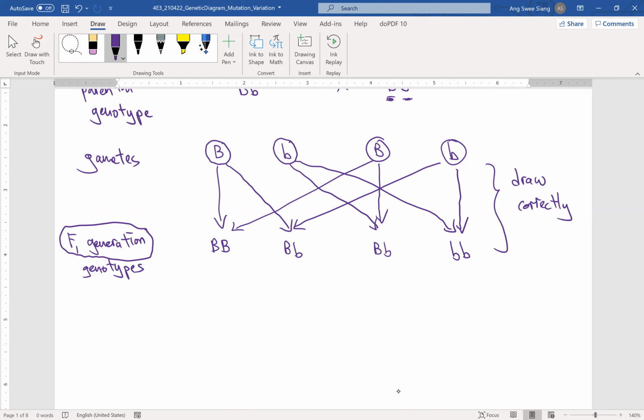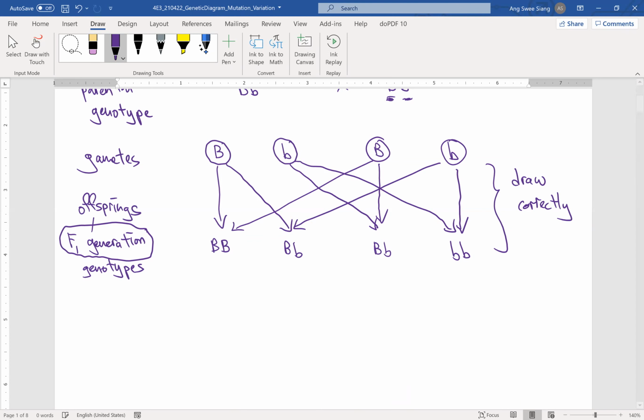Obviously if there's F1, there's F2, there's F3, but usually your syllabus is only F1. Maybe for pure bio, we might have F2. So F1 generation is referring to the offspring.